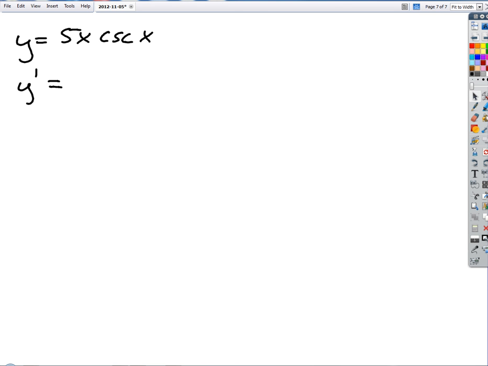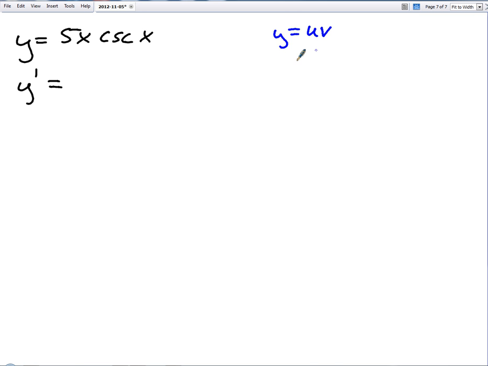Product rule we talked about yesterday, and we said that if we have a product, let's write it down. If we have y equals uv, then y prime equals what? uv prime plus v prime u. Good. Okay, so there's our product rule for derivatives. What does that do for us here?